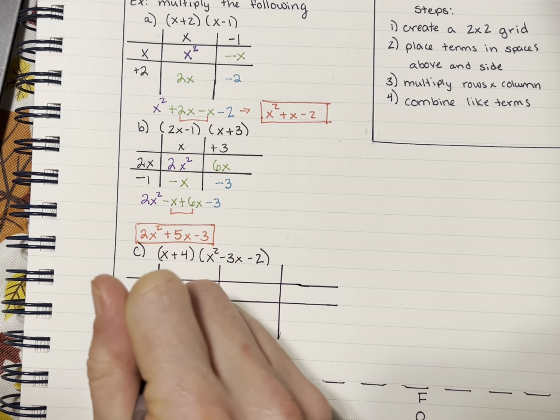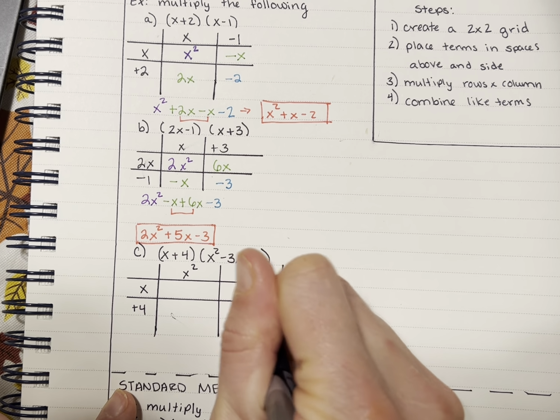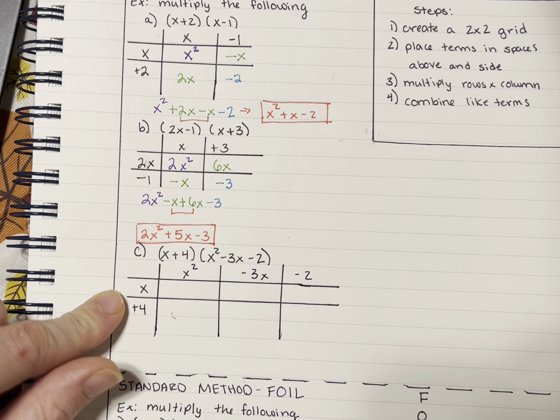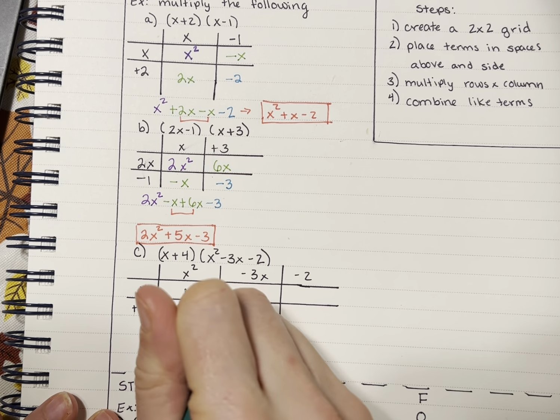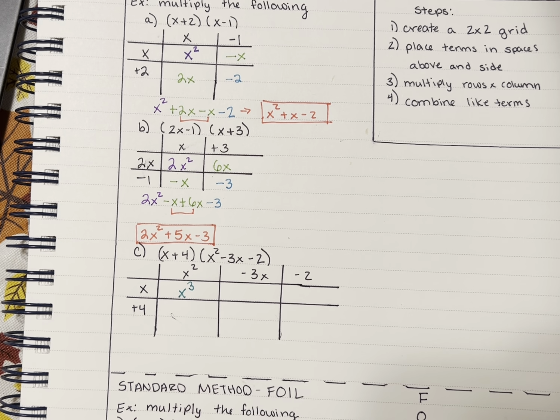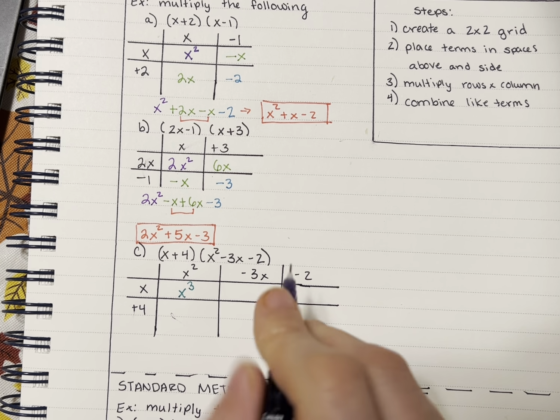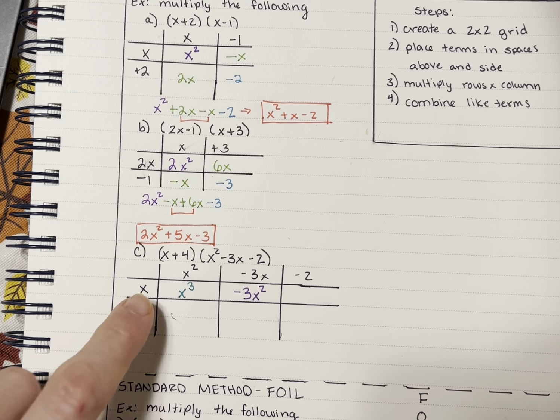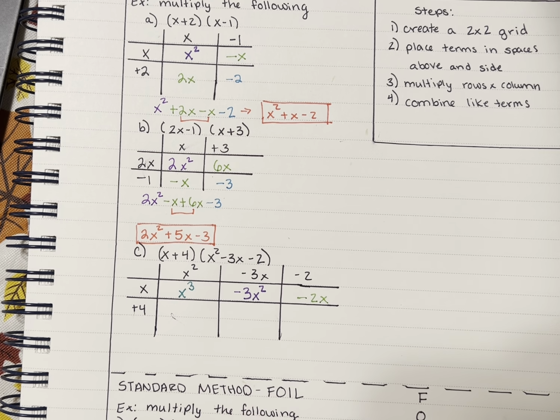So here we're gonna have x and plus 4. And then here I have x squared minus 3x minus 2. So this is gonna be the exact same way that we did these. We're just gonna keep going. So if I start out first, I'm gonna have x times x squared, which is gonna give me x cubed. Then I have x times negative 3x, which is negative 3x squared. And then I have x times negative 2, which is negative 2x. So that's the first row.